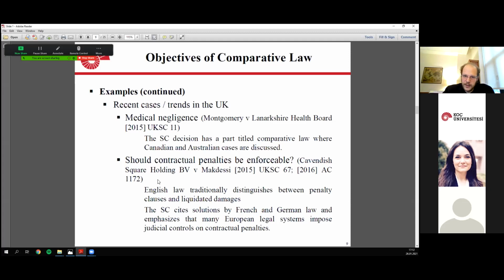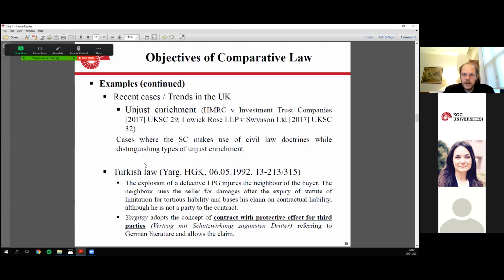Then there was another question that had to be answered. Some of you may know the common law countries distinguish between contractual penalties and liquidated damages, and liquidated damages are enforceable, whereas contractual penalties are not. But in this case, in 2015, the Supreme Court also cited French and German law, saying that in civil law countries, contractual penalties are enforceable as well. So they made use of those jurisdictions. Another recent development in the UK is that the law of unjust enrichment has been developing very rapidly. And in these developments, the model of civil law solutions is taken into account. We see an example of that in a case in 2017.